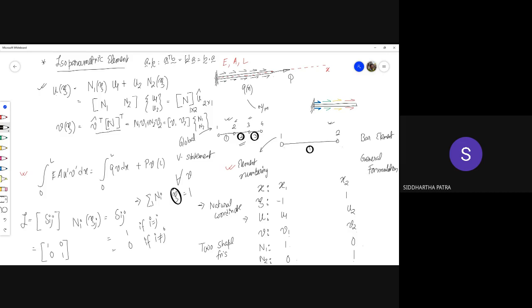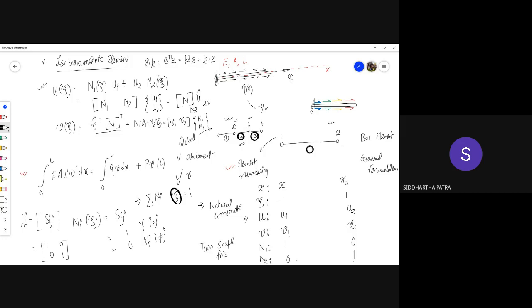Also, when it comes to computer programming, this could be fruitful, because a natural coordinate has definite values -1 and 1 at the two ends, whereas these values of x1 and x2 would keep on changing. Let's say if you move on from element number 1 to element number 2, now x1 is replaced with x2 and x2 is replaced with x3. But for the natural coordinate it still is -1 and 1. Understood?